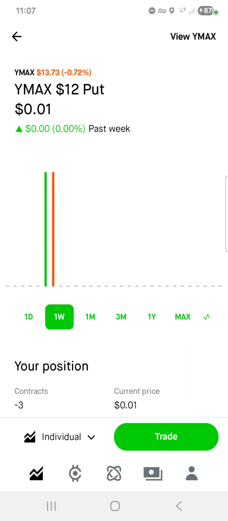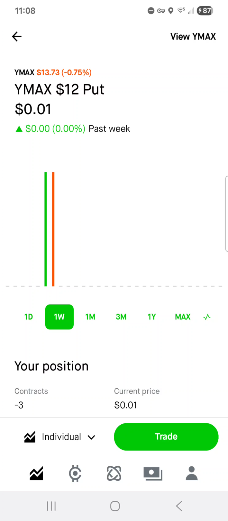Hi everyone. Today I'm going to go over how to read this chart, and it's a chart that tracks the price of an options contract. I'll go into how to read it, but first remember options are tracking and representing the underlying share. So if this option is the YMAX $12 put, it's representing 100 shares of YMAX. So just to give us some context.